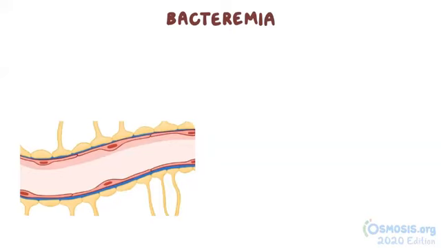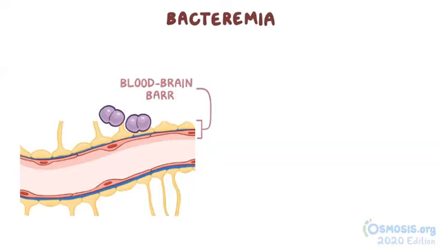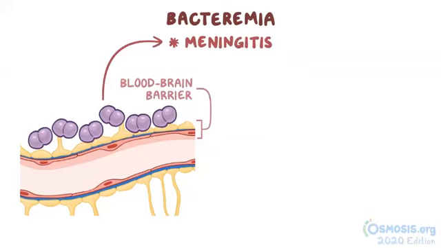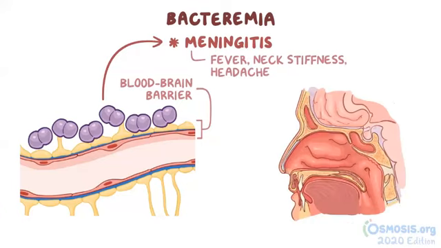Once in the bloodstream, strep pneumoniae can cross the blood-brain barrier, invade the central nervous system, and cause meningitis. With meningitis, people develop a fever, neck stiffness, and a headache. On rare occasions, when the walls of the paranasal sinuses are very thin, strep pneumoniae can get into the cranial cavity and cause meningitis.